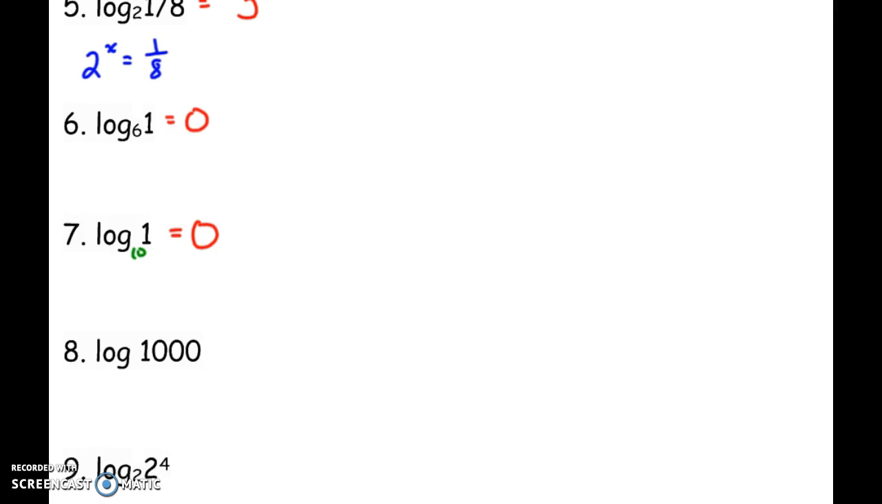Number 8, the common log, no base, of 1,000. Again, if the base is not there, it's understood to be 10. 10 to what power is 1,000? Third. 10 squared is 100. 10 cubed is 1,000. So this answer is 3.